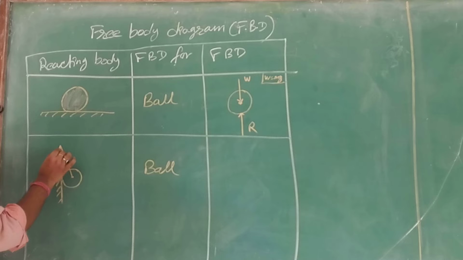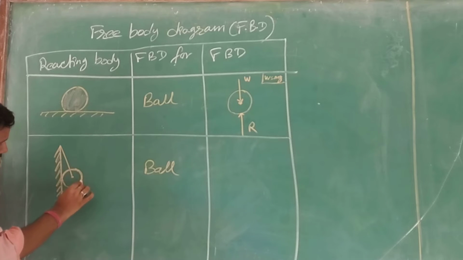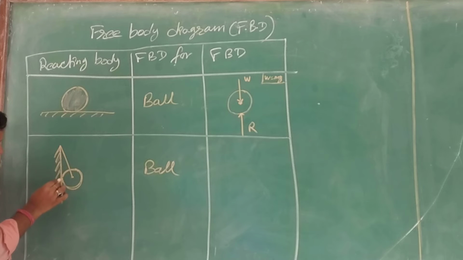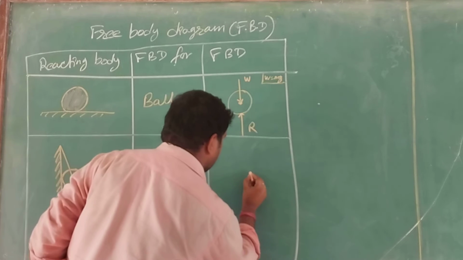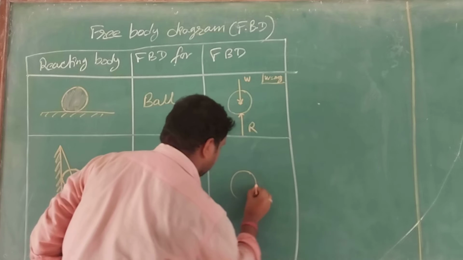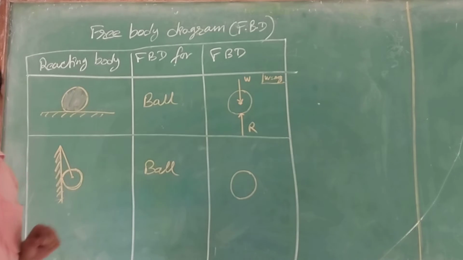See the diagram. This is my ball. This ball is lying against the surface. Now, see at this point, the ball and wall come in contact. So at this point, the reaction will be produced by the wall and the action will be produced by the ball on the wall. Now, this is my ball.